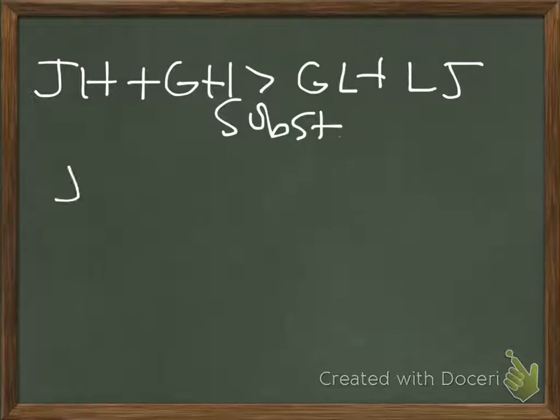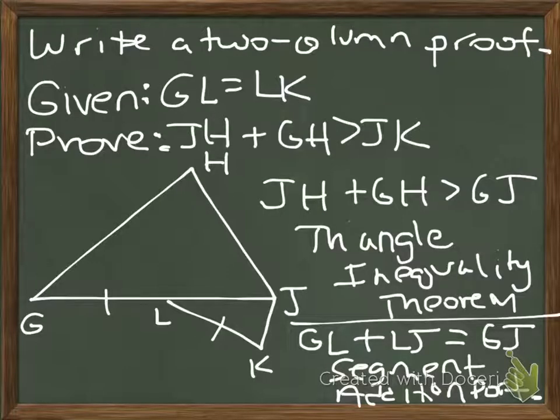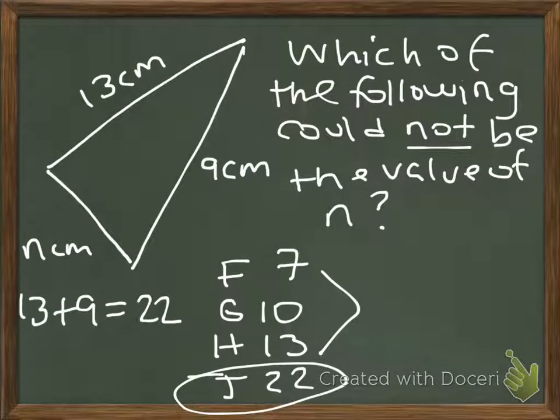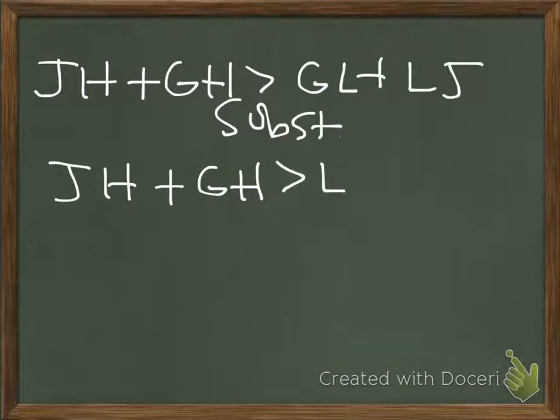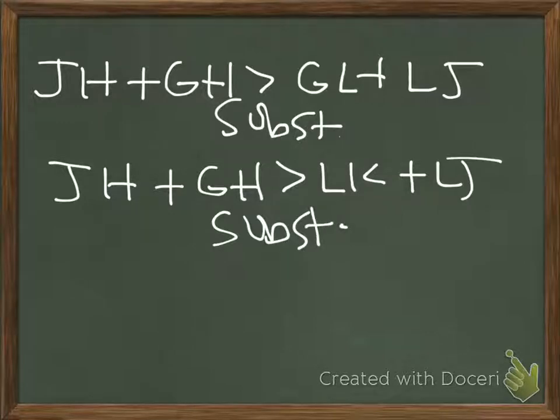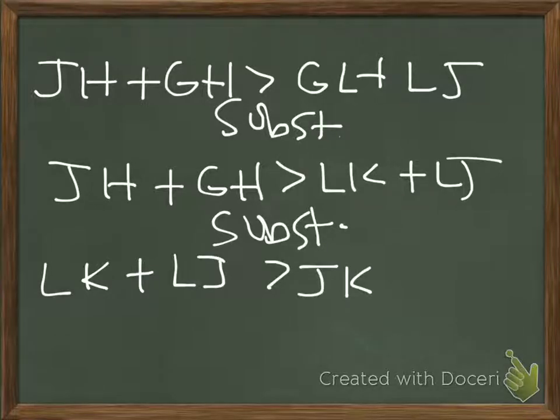We can do it again. JH plus GH is greater than, now, if you're looking, LK plus LJ. And that's also substitution. And now we can do LK plus LJ is greater than JK. And that's also the triangle inequality theorem.